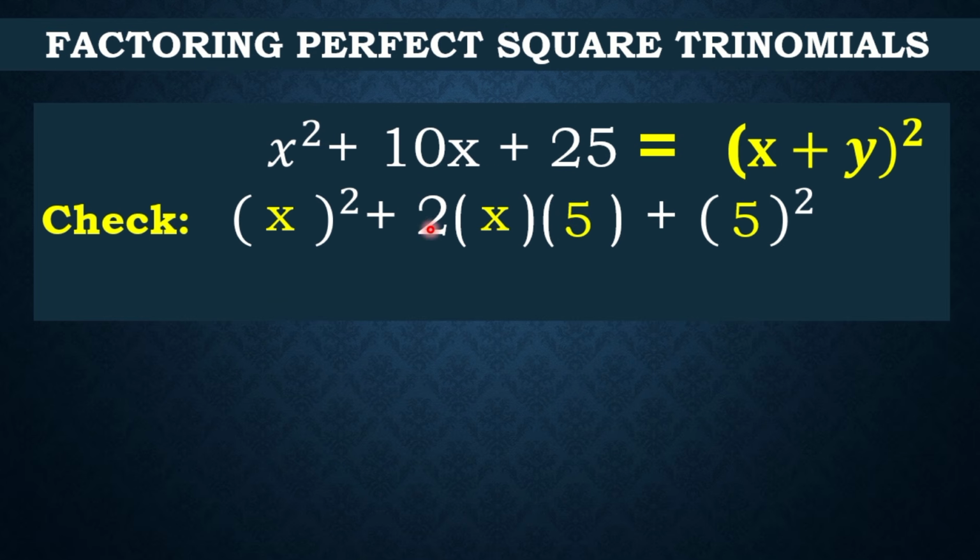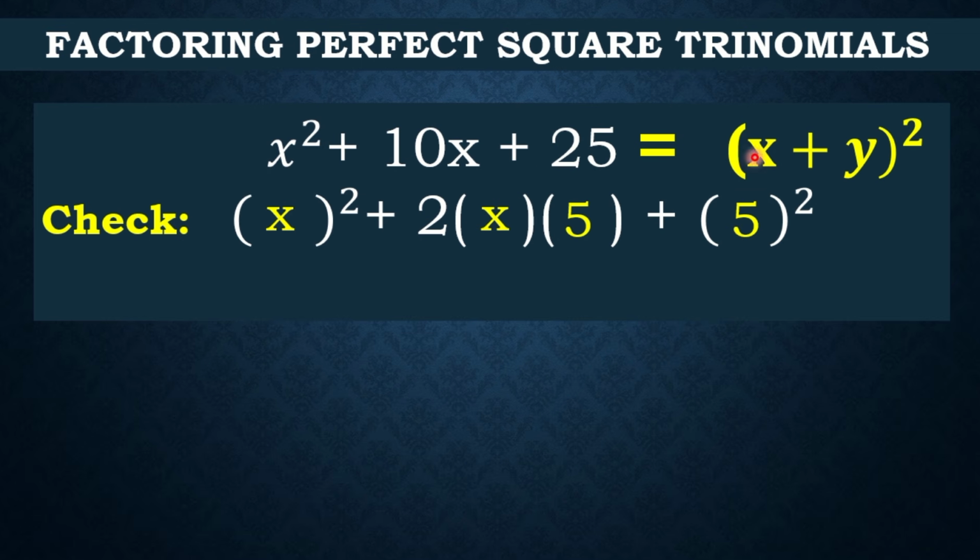So, since nag-satisfy yung middle term mo dito sa given trinomial, therefore, we can make use of this. Okay. So, kapag nakuha na po natin yung ating first term, yung square root ng first term mo, at yung square root ng last term mo, which is 5, ano lang gagawin?